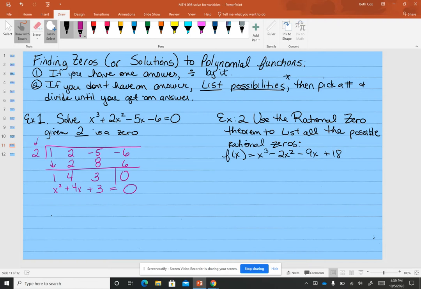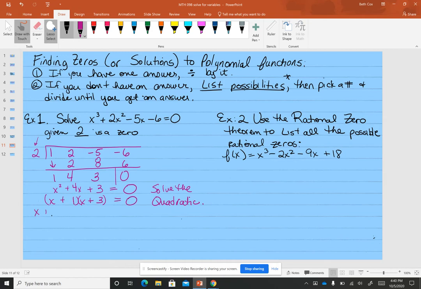Okay? And so what we're going to do now is solve this. This is a quadratic, and this quadratic can be solved by factoring. You can use any method you want to use. You can use factoring. You can use completing the square. You can use the new method. You can use the quadratic formula. But this is a really easy factor, so I'm going to go ahead and factor it.